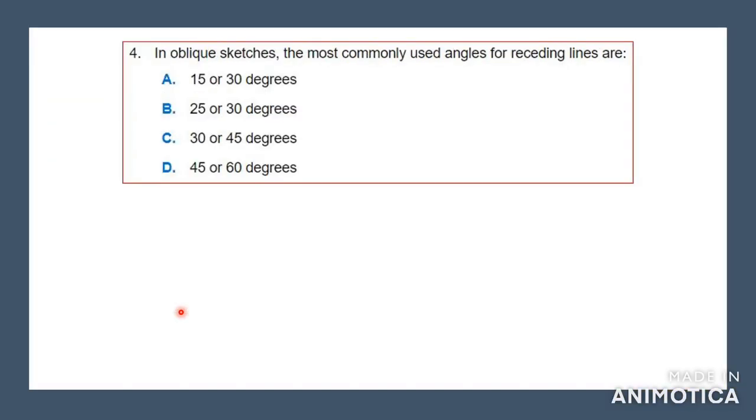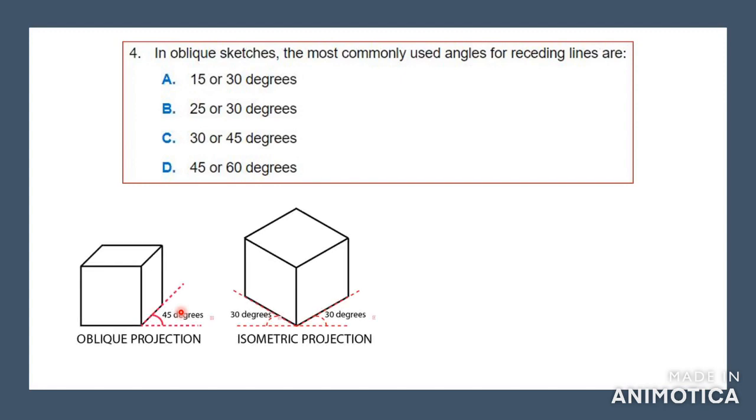All right, number 4, in oblique sketches, the most commonly used angles for receding lines, meaning the lines that are going away from you, are 15 to 30 degrees, 25 to 30 degrees, 30 to 45 degrees, or 45 to 60 degrees. I'm going to show you some different types of drawings. The first one is an oblique projection. Oblique sketches are usually drawn in 45-degree angles.